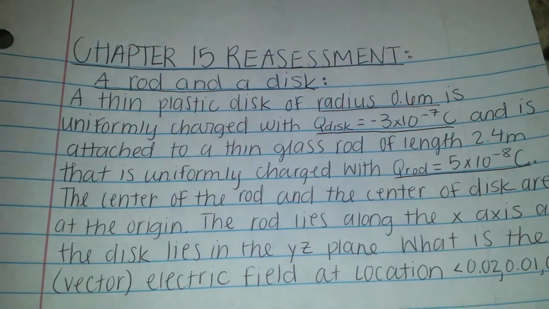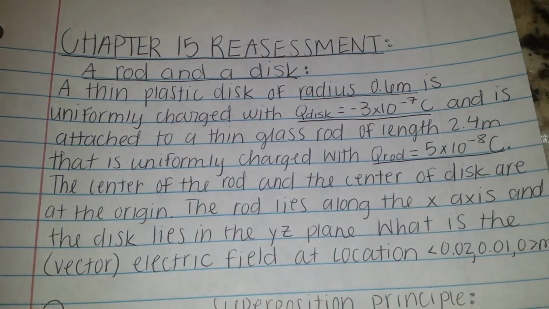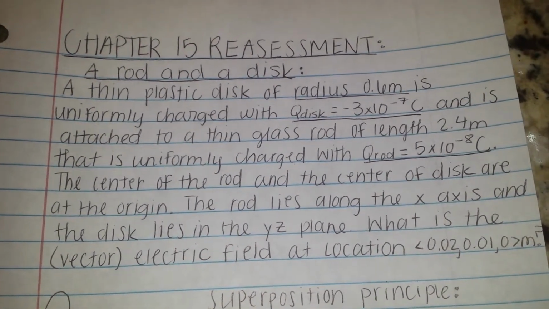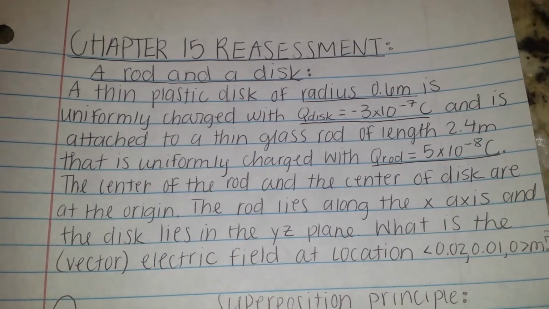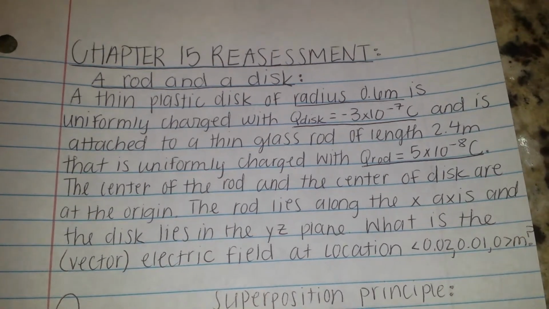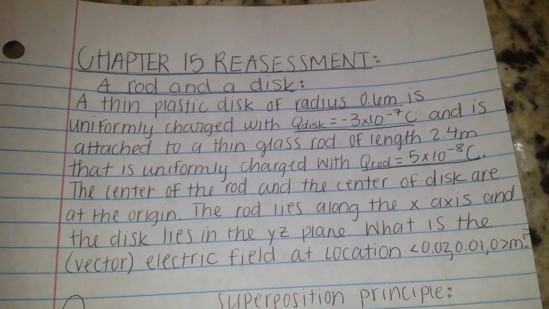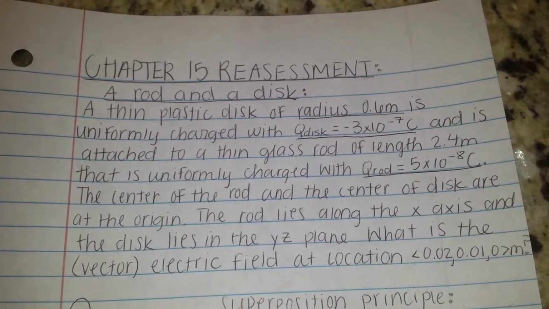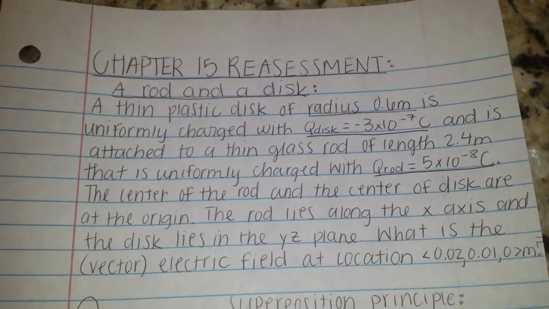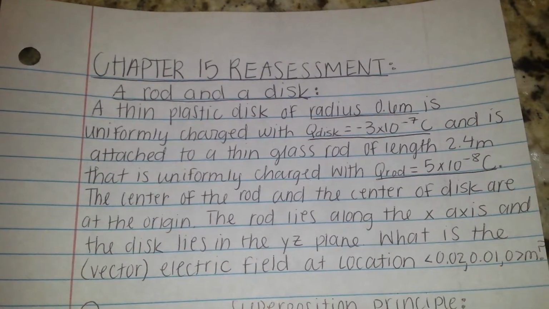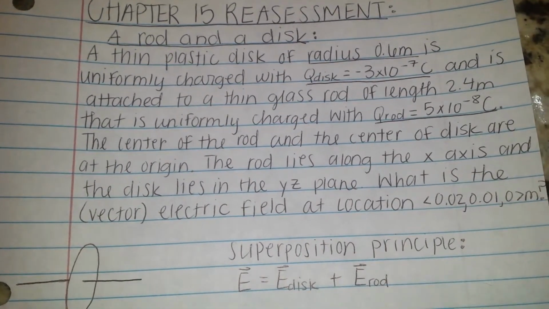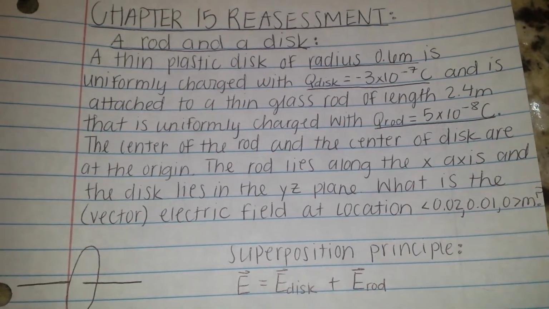This is my Chapter 15 reassessment. It says a thin plastic disc of radius 0.6 meters is uniformly charged with -3 × 10^-7 coulombs and attached to a thin glass rod of length 2.4 meters that is uniformly charged with 5 × 10^-8 coulombs. The center of the rod and the center of the disc are both at the origin. The rod lies along the x-axis and the disc lies in the YZ plane. So what is the electric field at that location?